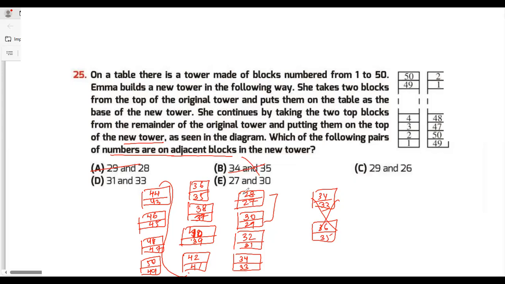Similarly, 29 and 26. So if you build it here, then this is 26 and 25. So again, 29 and 26 will not be together. 31 and 33 are also not together. So the only answer that will fit in is 27 and 30. So if you see here, you have a 27 and 30 next to each other. So my answer for 25 will be option E.